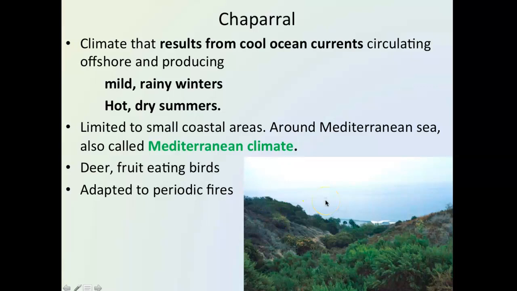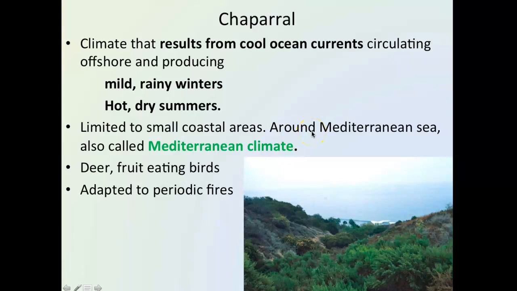So if you remember that picture I showed you, here's Los Angeles and then the Mediterranean Sea. All of that is right along a big body of water, the Australian coast along a big body of water. This is important because it results from the ocean currents. So you're going to have mild rainy winters and hot dry summers. That's pretty typical of where we are. This is also called a Mediterranean climate because it's around the Mediterranean Sea.